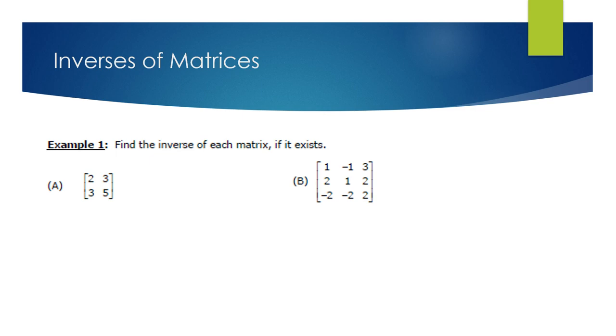As it stated on the previous slide, if I want to find the inverse of matrix 2, 3, 3, 5, I'm going to take that matrix and augment it with the 2 by 2 identity matrix. What I want to do is perform row operations that make the left-hand side, the one on the left of the vertical line, into the identity matrix, and then the matrix I have on the right should be the inverse.